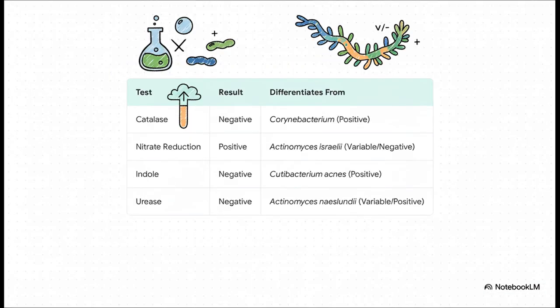All right, let's look at its biochemical fingerprint. Being catalase negative is super helpful for separating it from Corynebacterium, but the real key player here is nitrate reduction. It's positive, and that's a crucial way to tell it apart from Actinomyces israelii. You see, these simple tests are still incredibly powerful.